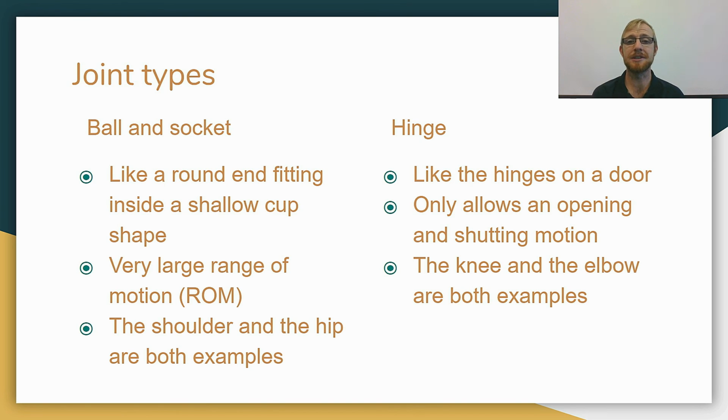The next type of joint you need to know about is a hinge, and this operates just like a hinge on a door. It only allows an opening and a closing motion, just that one plane of motion. It just opens and closes. The knee and the elbow are both good examples of this joint because they can just open and close.